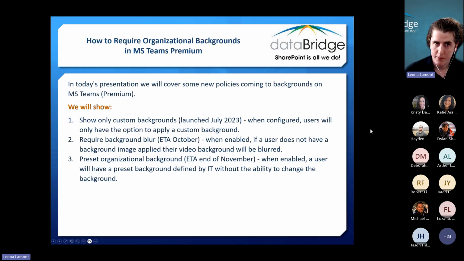The next one is going to be talking about the organizational backgrounds for Microsoft Teams and policies that are coming forth. Microsoft has been developing new policies for Teams Premium that allow for different controls to be enabled. The ones currently out right this second are: only show custom backgrounds, which when configured for users means they will only have the option to apply custom backgrounds; and require a background blur. This is another control that says if you do not have a background selected, we're going to force a blur on you.